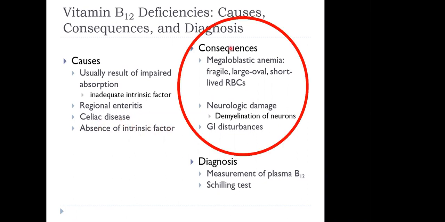Consequences, as I know, megalo refers to large, blastic, young. So we have an anemia that when we look under the microscope the cells are large and immature. This is a sign of vitamin B12 deficiency. The other side effect of B12 deficiency is neurologic damage, because B12 is needed for normal development of myelin, which is the sheath surrounding neurons, and that enables the action potential. So demyelination of neurons results in neurologic damage. GI disturbance can also result.